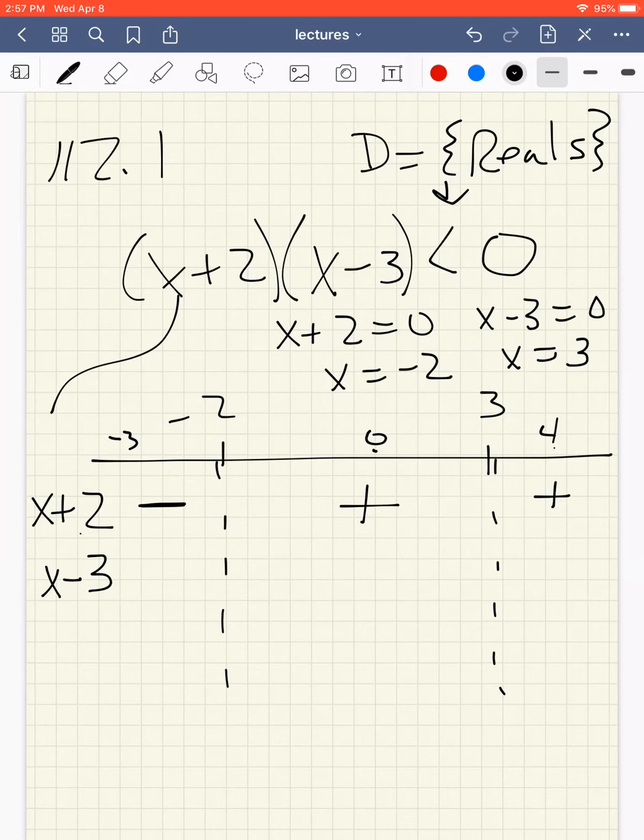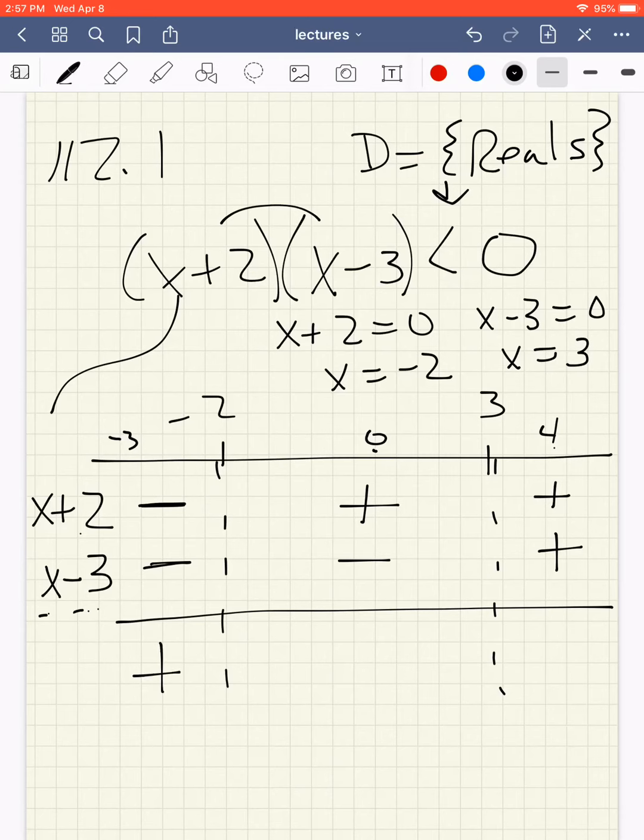Alright, go back and do the same thing with the x minus 3. So minus 3 is minus 6. 0 minus 3 is minus 3, so that's a negative. And 4 minus 3 is positive 1. Okay, multiply because it says the factors are multiplied. So negative times negative is positive. Positive times negative, negative. Positive times positive, positive.